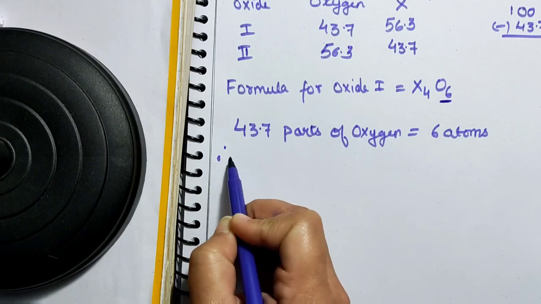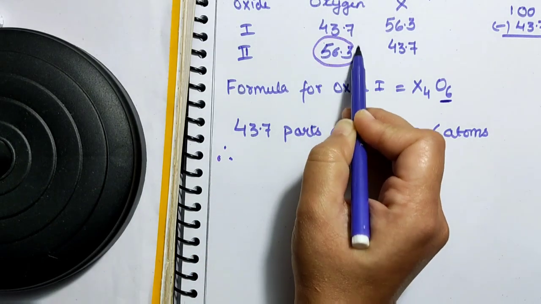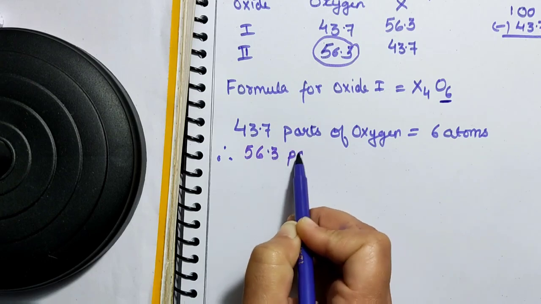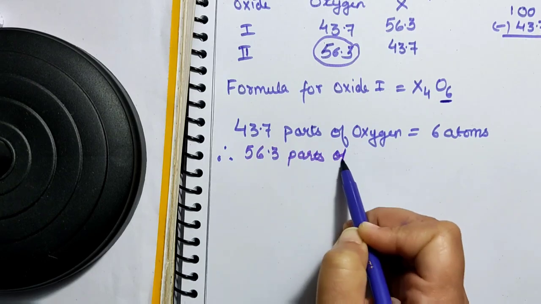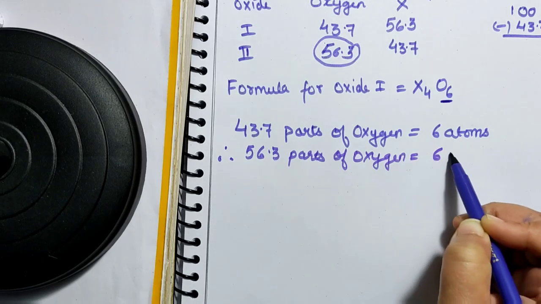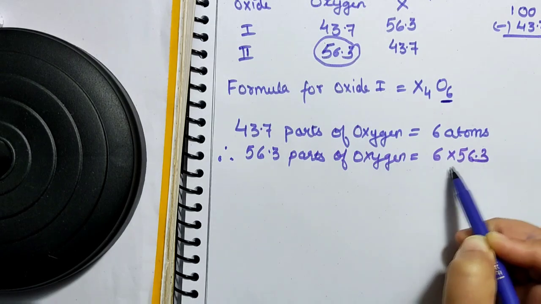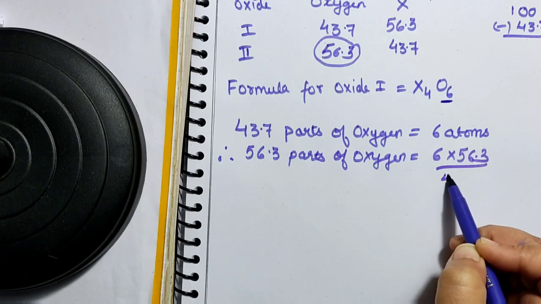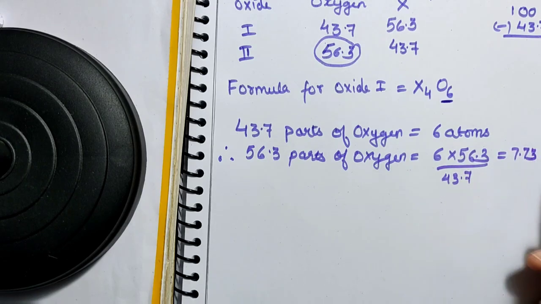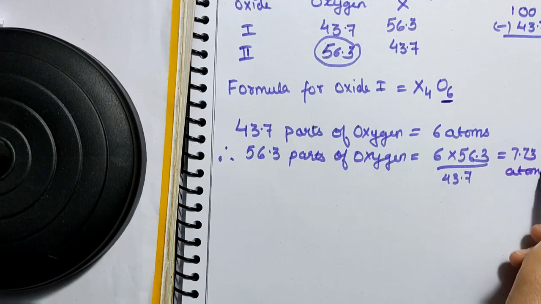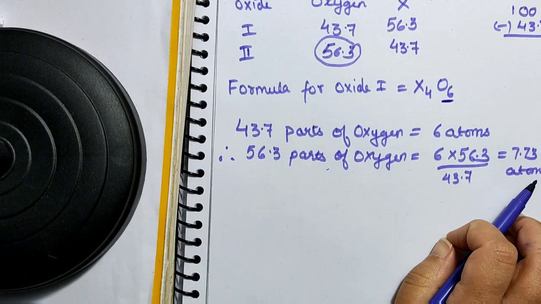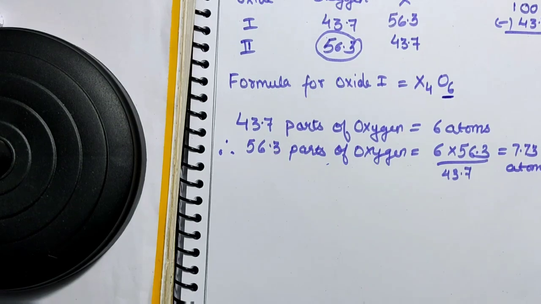Therefore, this 56.3 mass percent of oxygen will be equal to how many atoms? This is a simple unitary method, right? This 56.3 parts of oxygen is equal to 7.73 atoms.